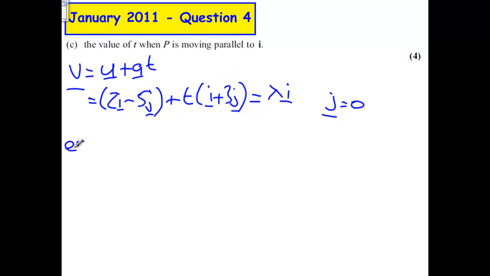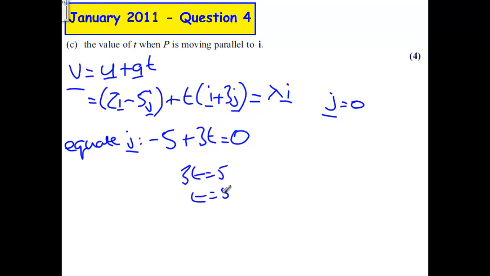So I'm just going to make this nice and clear what I'm doing. What I am doing is I am equating the j components of the vectors. So if I was to say minus 5 plus t times 3, so plus 3t, that must be equal to 0 because it's parallel to i. And we can solve this now to find the value of time such that there is no j component to the velocity of p. So obviously putting the 5 on the other side tells me that 3t is equal to 5, so therefore t is 5 over 3 seconds.